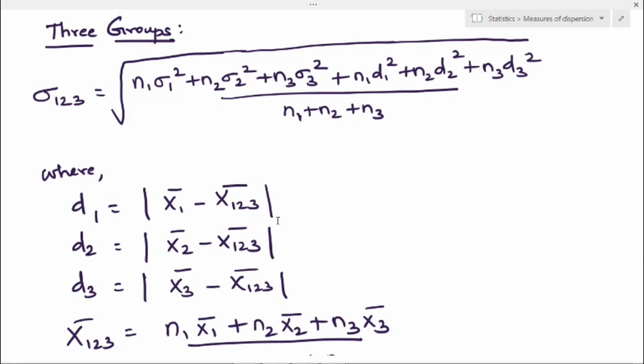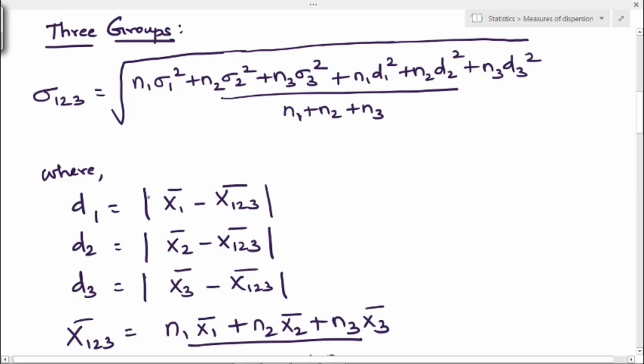Next, the formula for combined standard deviation of three groups. Suppose three values are given, we have to use this formula, that is sigma 123 equal to, because we have three values. So we denote it as sigma 123 equal to, we have 3 n values and 3 standard deviation values. So n1 sigma 1 square plus n2 sigma 2 square plus n3 sigma 3 square plus n1 d1 square plus n2 d2 square plus n3 d3 square, whole divided by, since we have 3 n values, we have to add all of them, n1 plus n2 plus n3.